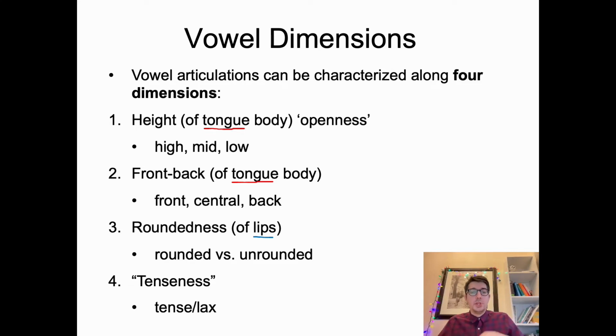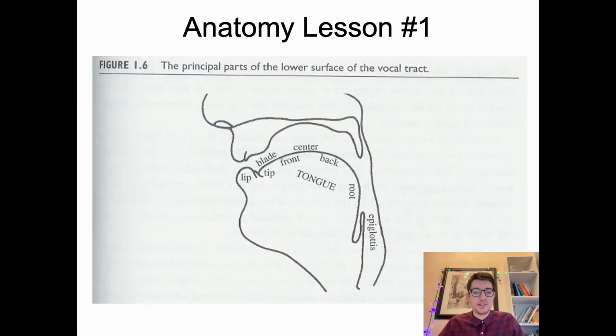All right, now that we know how to describe certain vowels and consonants, we can take a look at our articulators. So this is the anatomy lesson number 1. The principal parts of the lower surface of the vocal tract are the following: lip, tip, blade, front, center, back, root of the tongue. So this is a tongue, and this part here is epiglottis. With all of these, we can make certain sounds.